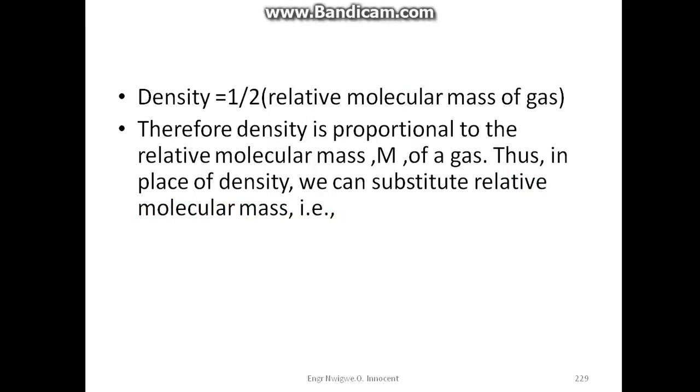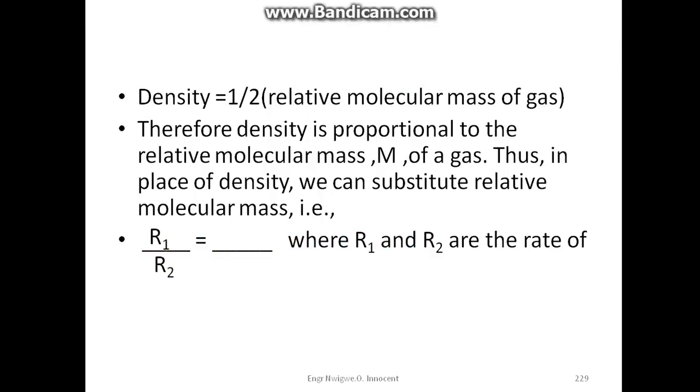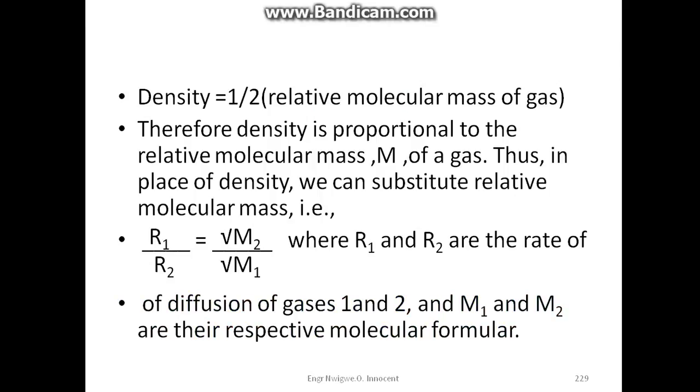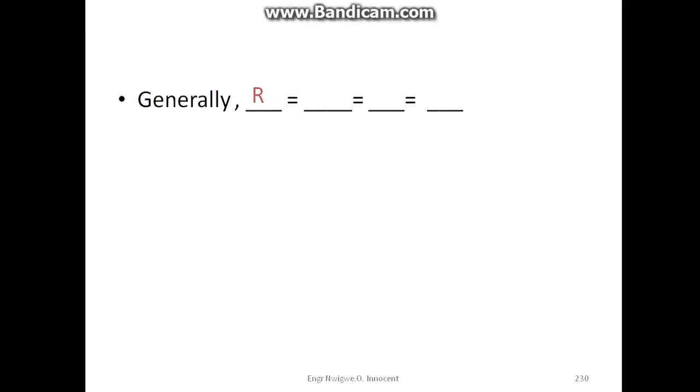Thus, in place of density, we can substitute relative molar mass, that is, R1 over R2 equals square root of M2 over square root of M1, where R1 and R2 are the rates of diffusion of gas 1 and 2, and M1 and M2 are their respective molar masses. Generally, R1 over R2 equals T2 over T1 equals square root of D2 over D1 equals square root of M2 over M1.